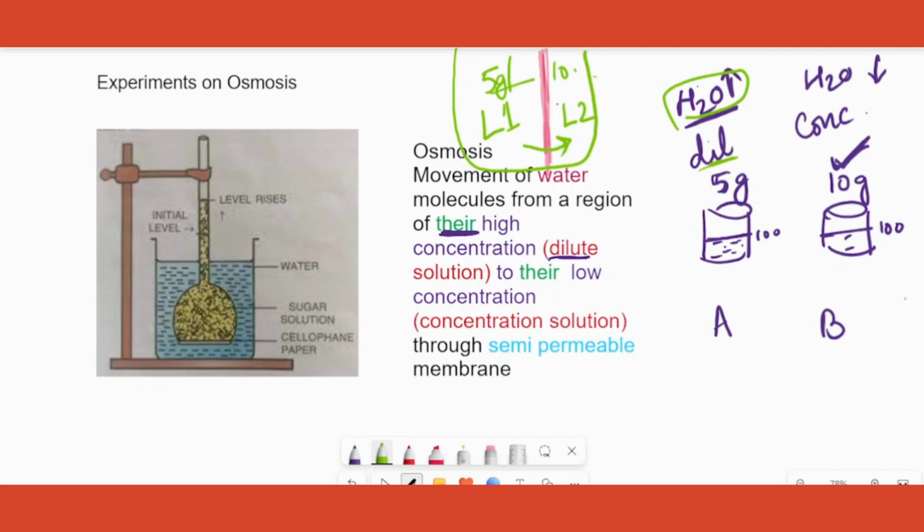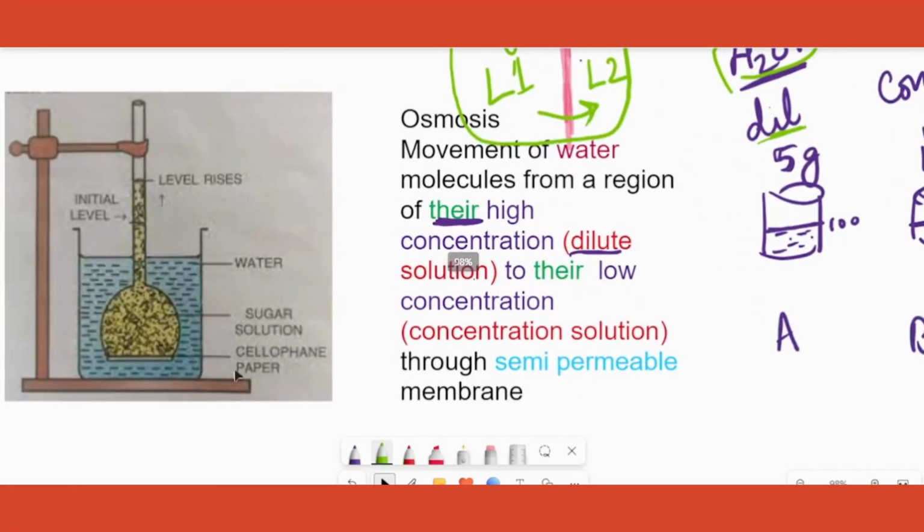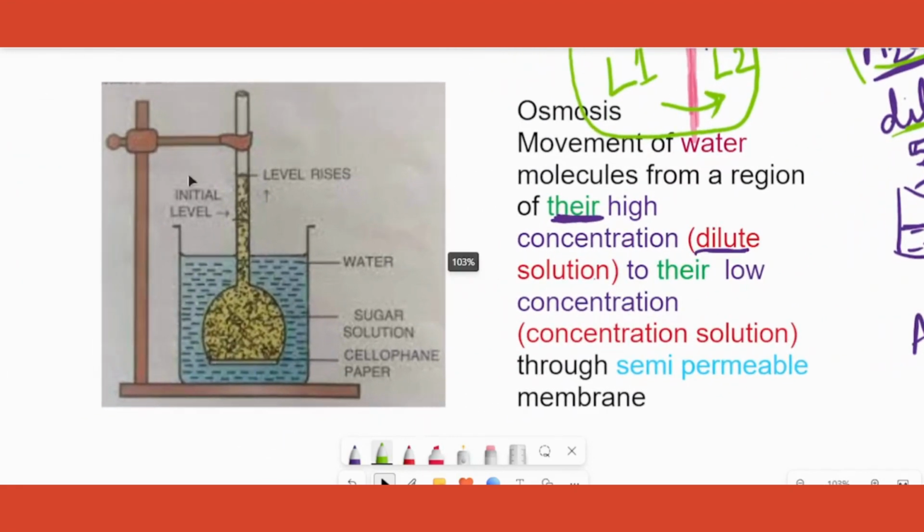Now, keeping that in mind, let's understand the experiment. I have one beaker here. In that, plain water is there. That means it's a dilute solution, isn't it? Whenever I take a dilute solution, the amount of water in it is more. That's why we call that a dilute solution. Now, this is a funnel. The funnel looks like this. Initially, in the funnel, I cover this side, let's say, for now.